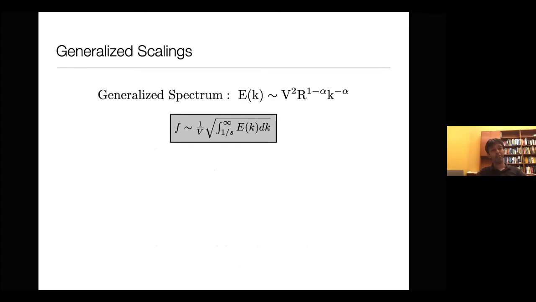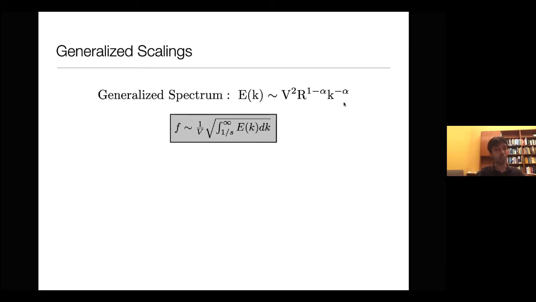For that, we simply generalize the ideas that I described to you. In the things that I said, the main concept is that if you give me the form of the energy spectrum, I can predict what the form of the friction is going to be. In the Kolmogorov picture, the spectrum has a spectral exponent with E of k going as k to the power minus 5 over 3. But I could consider a generalized spectrum where, for whatever reasons, you have a spectral exponent that is different from 5 over 3. I'll denote it with alpha.